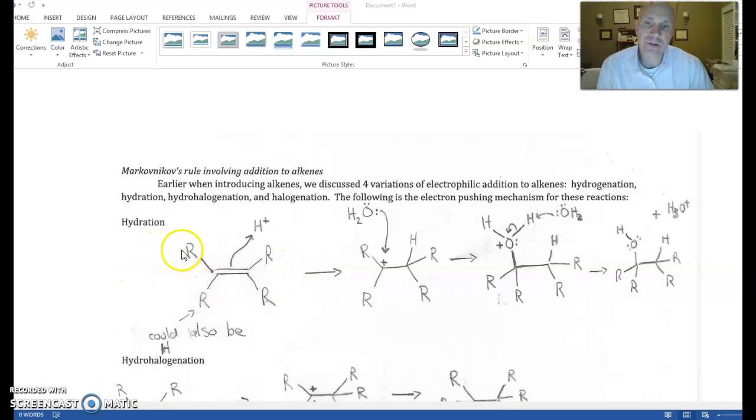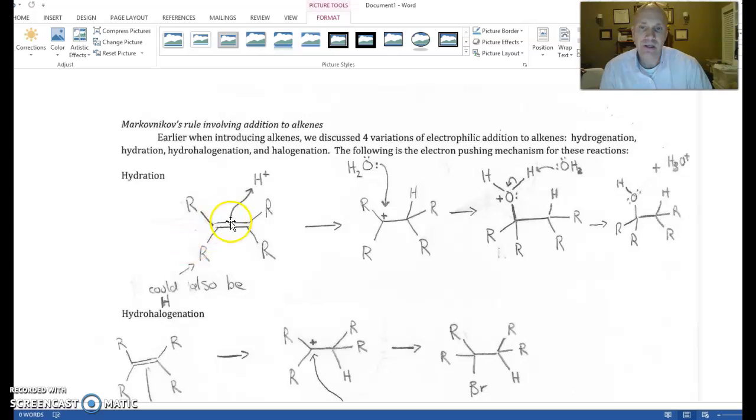So in some of the earlier videos we talked about addition to alkenes. Just as a reminder, addition to alkenes is when you add some chemical to an alkene and all of the atoms of that chemical end up getting added to the molecule. Meaning every single electron and every single atom that was in the original molecule, you'll find in the new molecule.